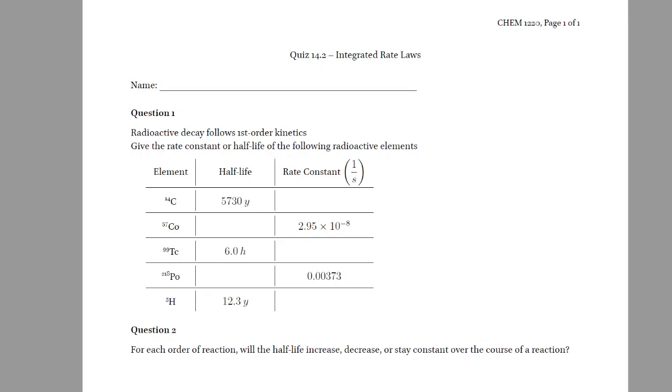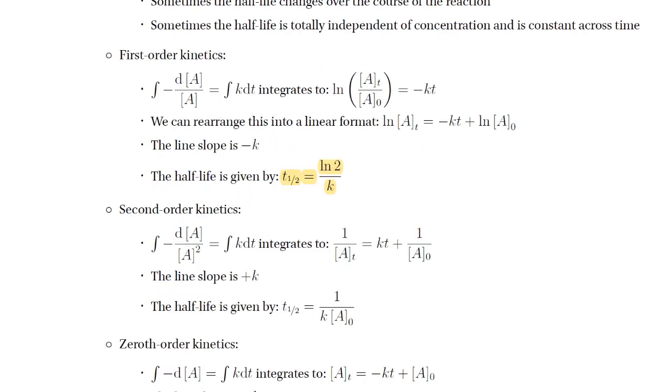Anyway, here we have quiz 14.2, and the first question has to do with rate constants and half-lives, and their relationship is given in my notes here, and you can actually access these notes online on Canvas. But you can see right in the middle of the screen, I've highlighted the relationship that the half-life is equal to the natural log of 2 divided by the rate constant. And if you're wanting to find the rate constant, you could just rearrange it so that the rate constant is equal to the natural log of 2 divided by the half-life.